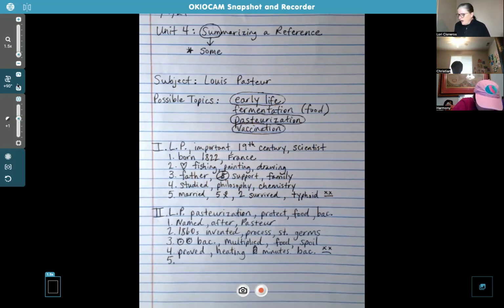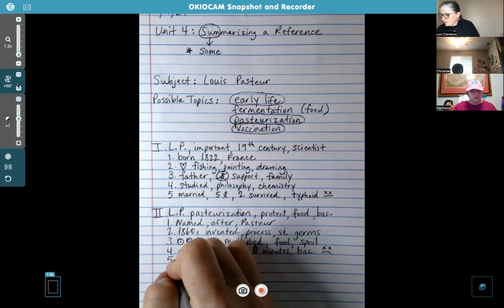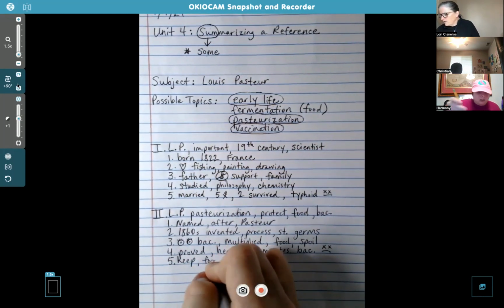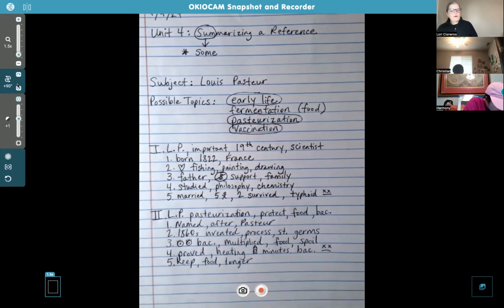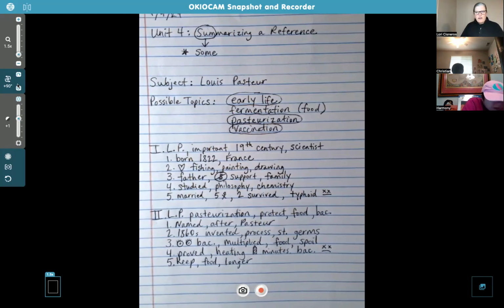And now we're down to number 5, and we kind of need to wrap up that paragraph. And I really like how it talks about that word thus that Christian pointed out, thus, and then you go to the next page, 81, he's wrapping it up. He's saying it allowed people to keep dairy products, juices, wine, vinegar, and canned food much longer. So it allowed people to keep food longer, right? So I'm just going to put keep food longer. That was the whole point. Because food spoiled and then people got sick and died. So this guy was really important. He helped us to know how to keep food longer.